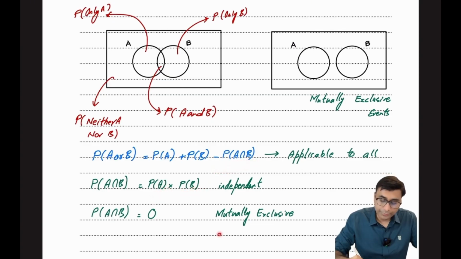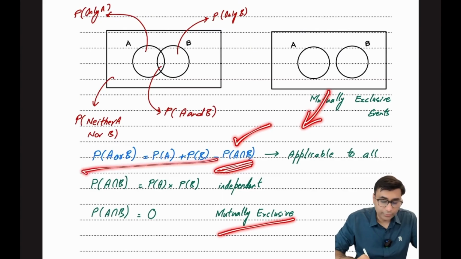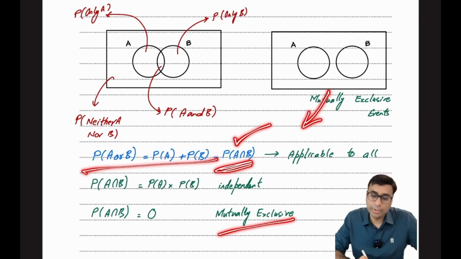And if they are mutually exclusive events, then this probability of A intersection B would be equal to 0. Mutually exclusive events means that there is no possibility that A and B would occur together. So this is going to be 0, and your probability of A or B for such cases will become probability of A plus probability of B only.